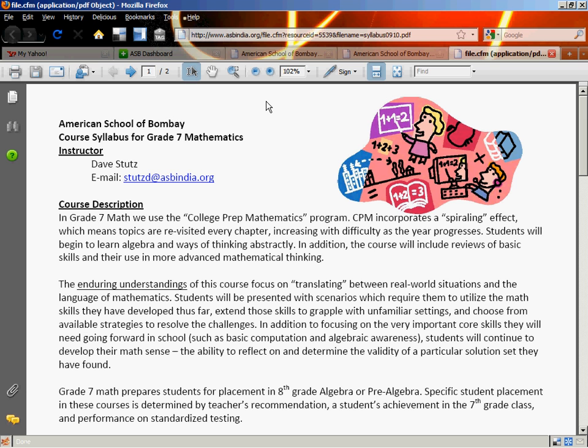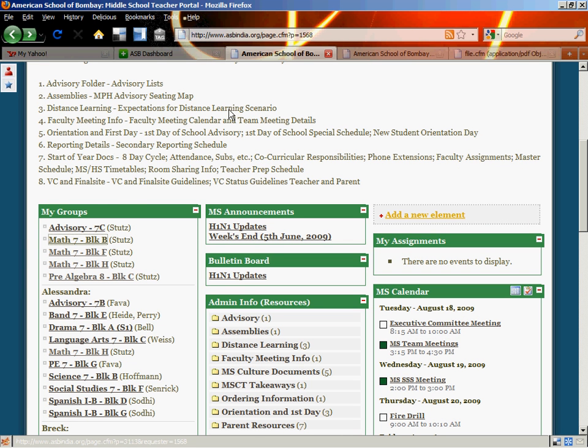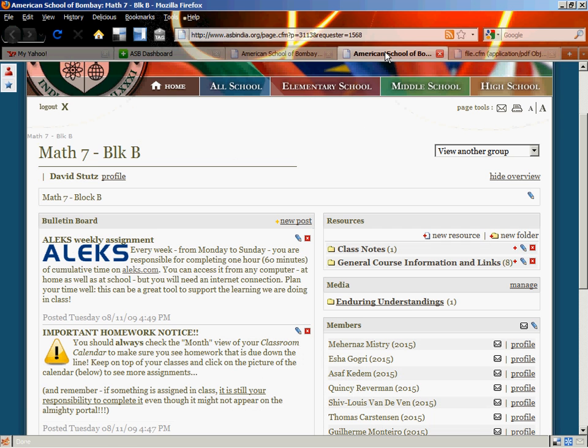The syllabus is located on the portal. If you don't know how to get to the portal, the easiest way to start is at the ASB dashboard, which you all should have as part of your bookmarks. You can go to the middle school student portal. Once you've logged into the portal, you'll be able to pick the classes that you go to. Math classes are either B, F, or H block for you. When you follow those links, you'll see your class. Not all of you will be in block B, but that's okay. The pages should look similar to this.